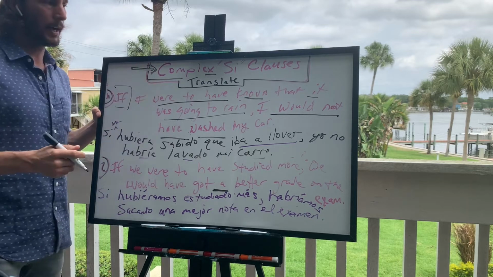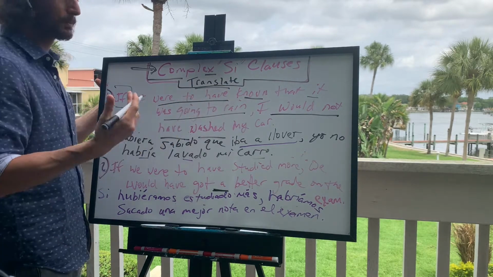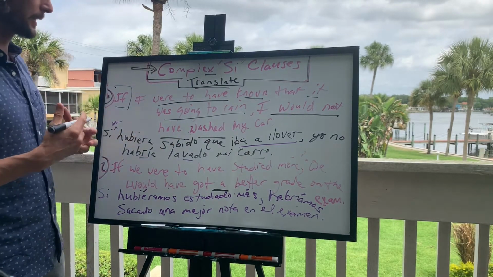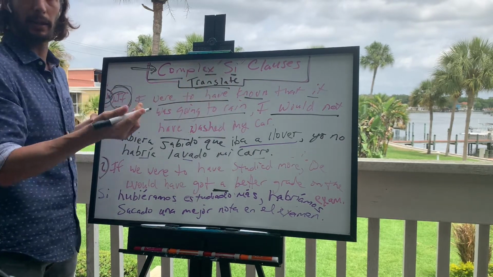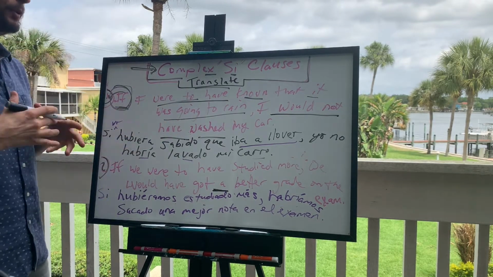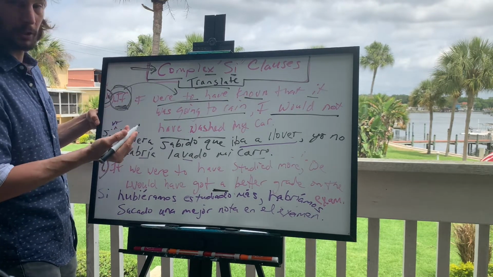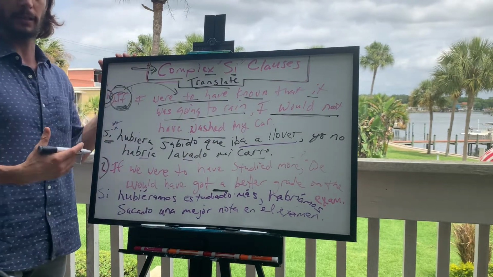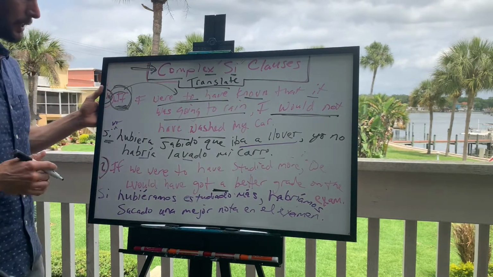We have here just two examples of complex "si" clauses, and we're going to translate them from English into Spanish. With complex "si" clauses, we're using a combination of "si," which means "if," paired with the past perfect subjunctive, and then the conditional perfect on the other part of the sentence, which brings it all together and creates these complex "si" clauses. So let's have a look.